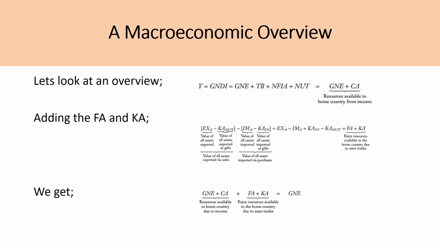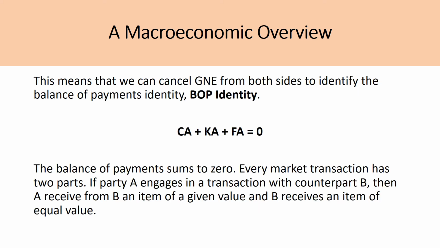And so by adding GNE plus DA, which is GNDI, plus FA plus KA, so financial account plus the capital account, we get GNE again. And so we come full circle as we saw in the illustration earlier in the video.